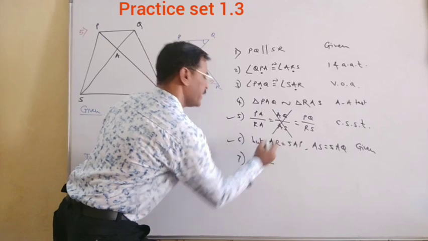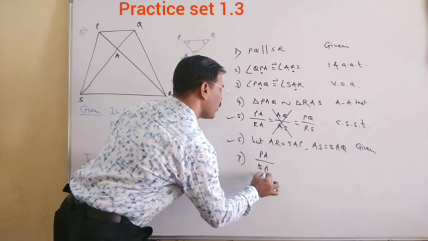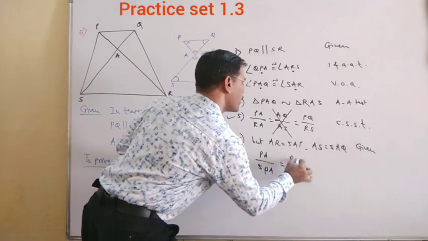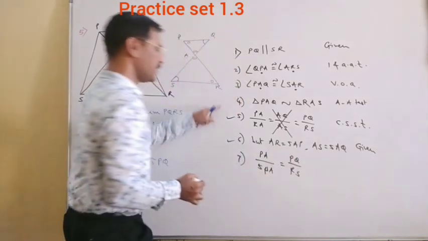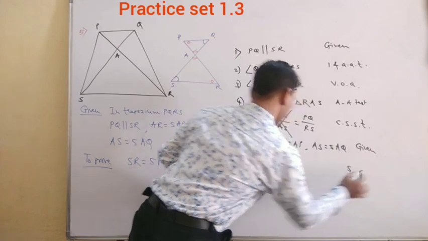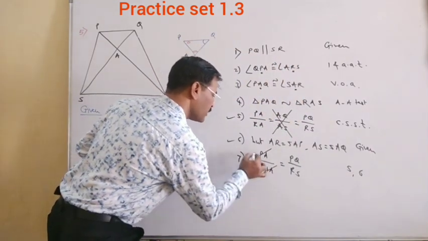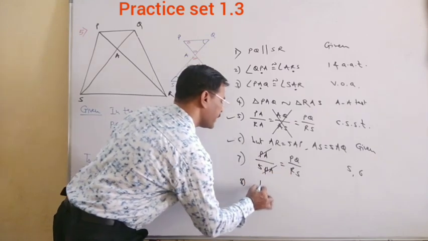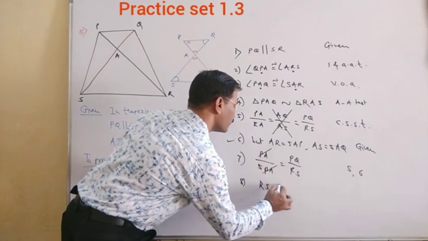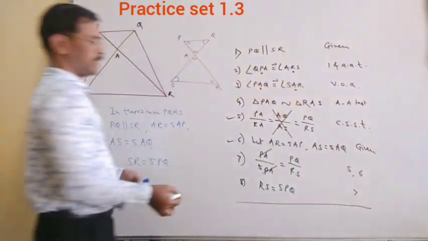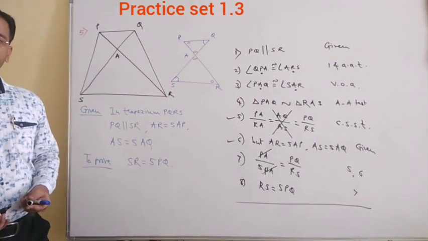What about RA? This is 5 times of PA, or you may write AP, is equal to PQ upon IS. This is from 5 and 6. Now this PA is getting cancelled. Now just go with cross multiplication. What we get here? RS is equal to 5 times of PQ. This is from 7th step. Like this we can prove.